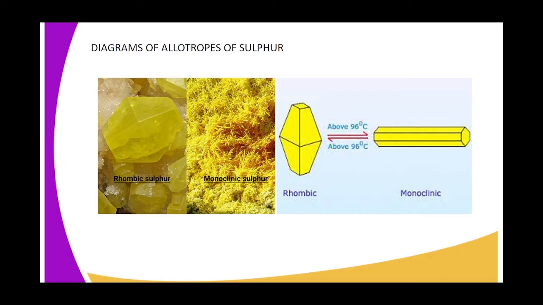You can see the transition temperature is 96 degrees. So the temperature at which rhombic is transformed to monoclinic is 96 degrees, and the temperature at which monoclinic is changed into rhombic sulfur is also 96 degrees.